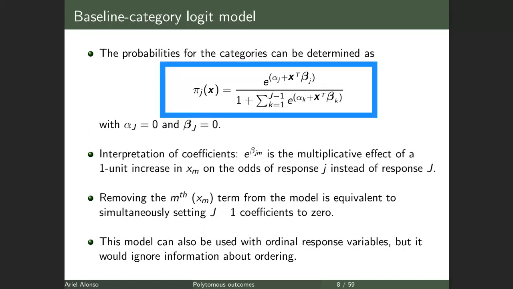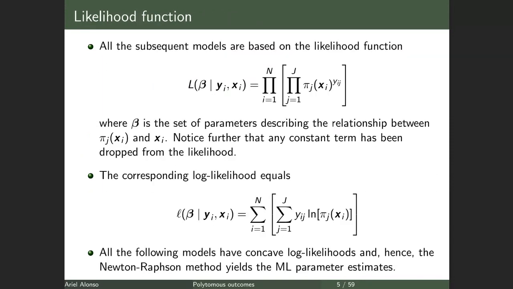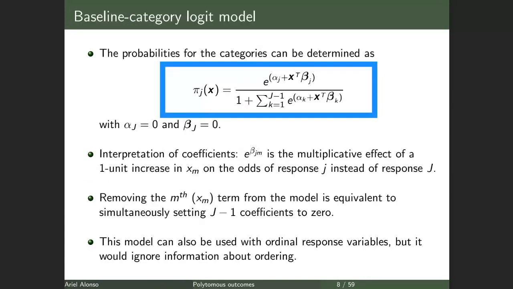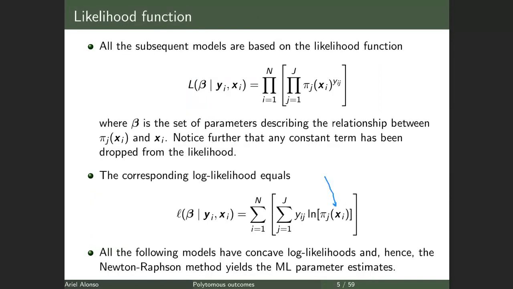And again, if you have these probabilities, we have a likelihood. We calculated a likelihood over here, a log likelihood. The only thing you need to do is plug in here the previous expression. So if you plug this equation, this pi j over here, in your likelihood, then you can apply all the machinery of maximum likelihood.